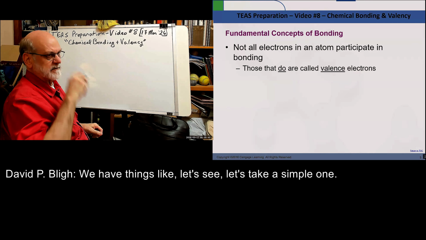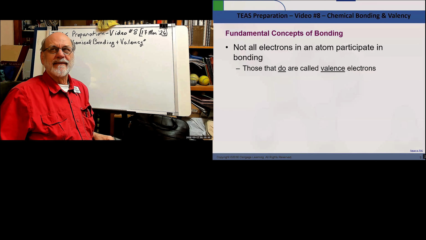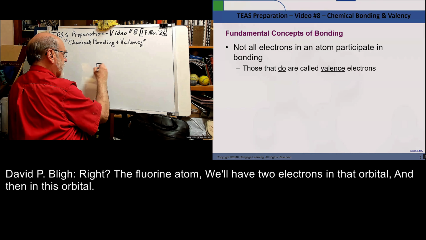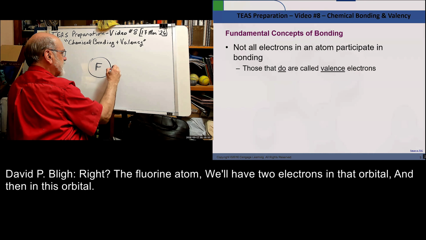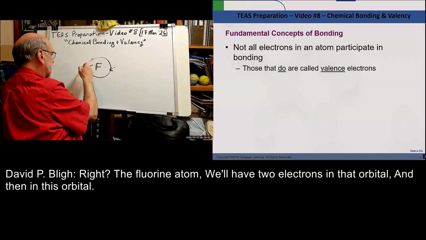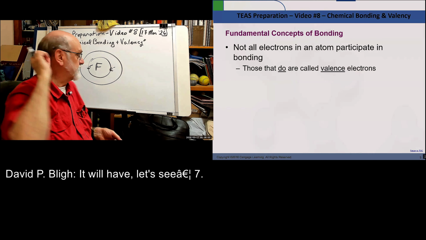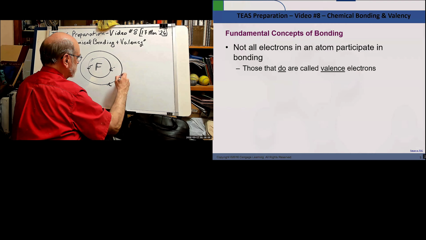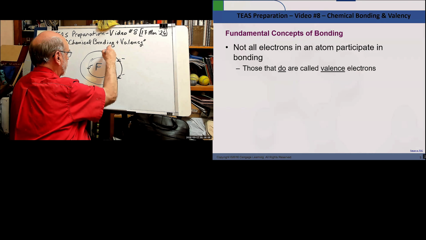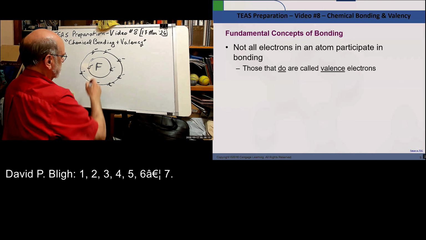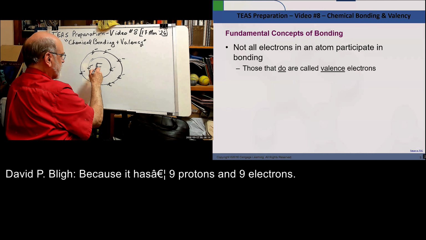So let's take a simple one, like fluorine, right? The fluorine atom will have 2 electrons in that orbital. And then in this orbital, it will have, let's see, 7 electrons. 1, 2, 3, 4, 5, 6, 7. Because it has 9 protons and 9 electrons.